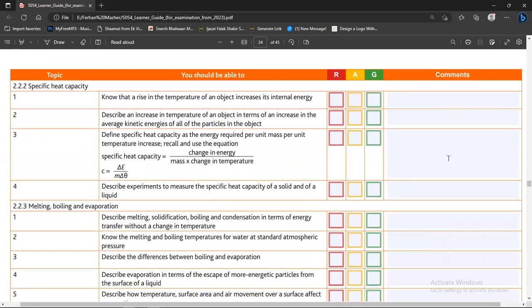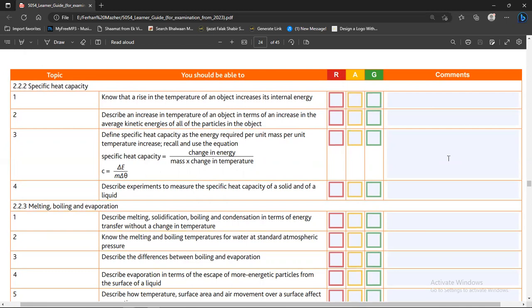The next topic is specific heat capacity. Know that a rise in temperature of an object increases its internal energy. Describe an increase in temperature of an object in terms of an increase in the average kinetic energy of all the particles in the object. Define specific heat capacity as the energy required per unit mass per unit temperature increase.